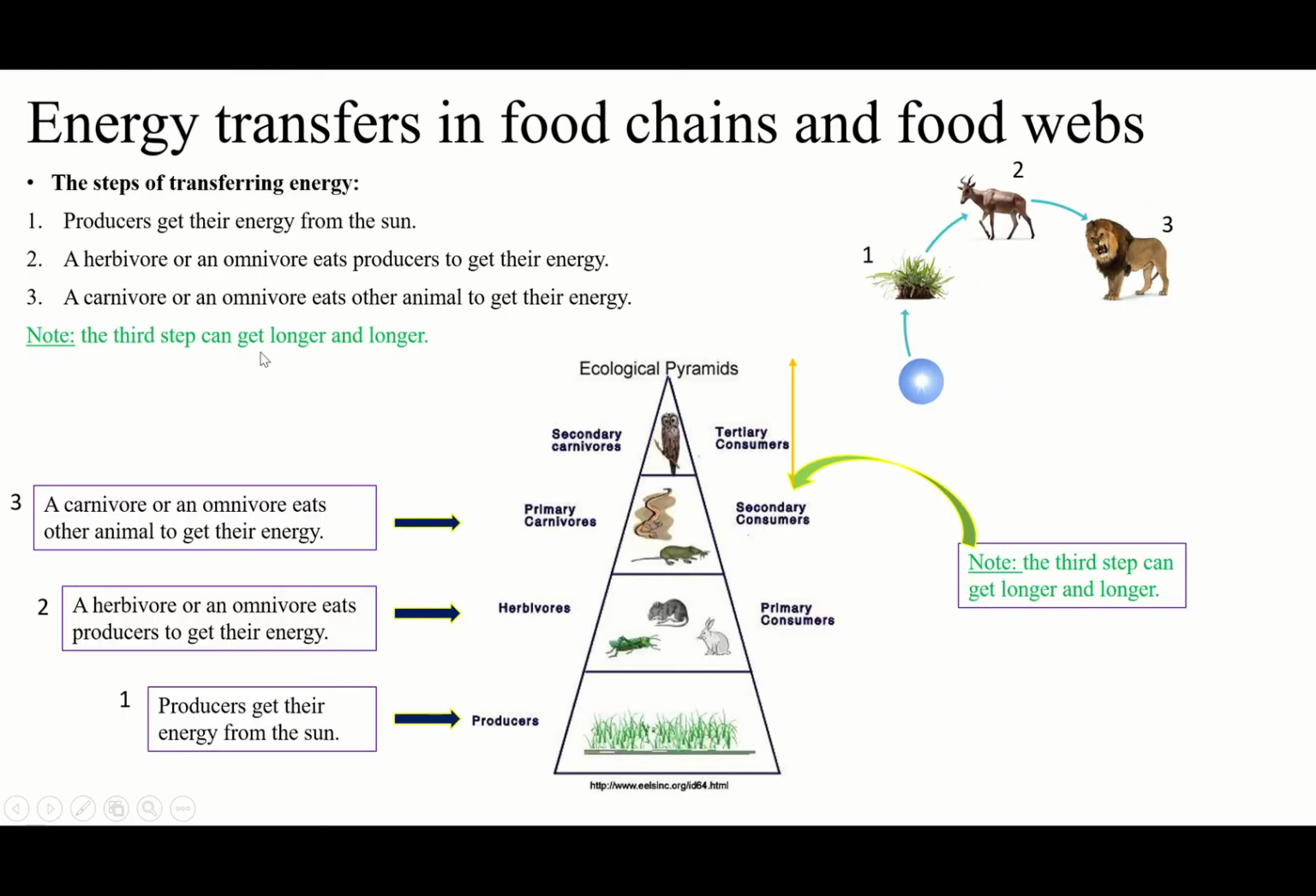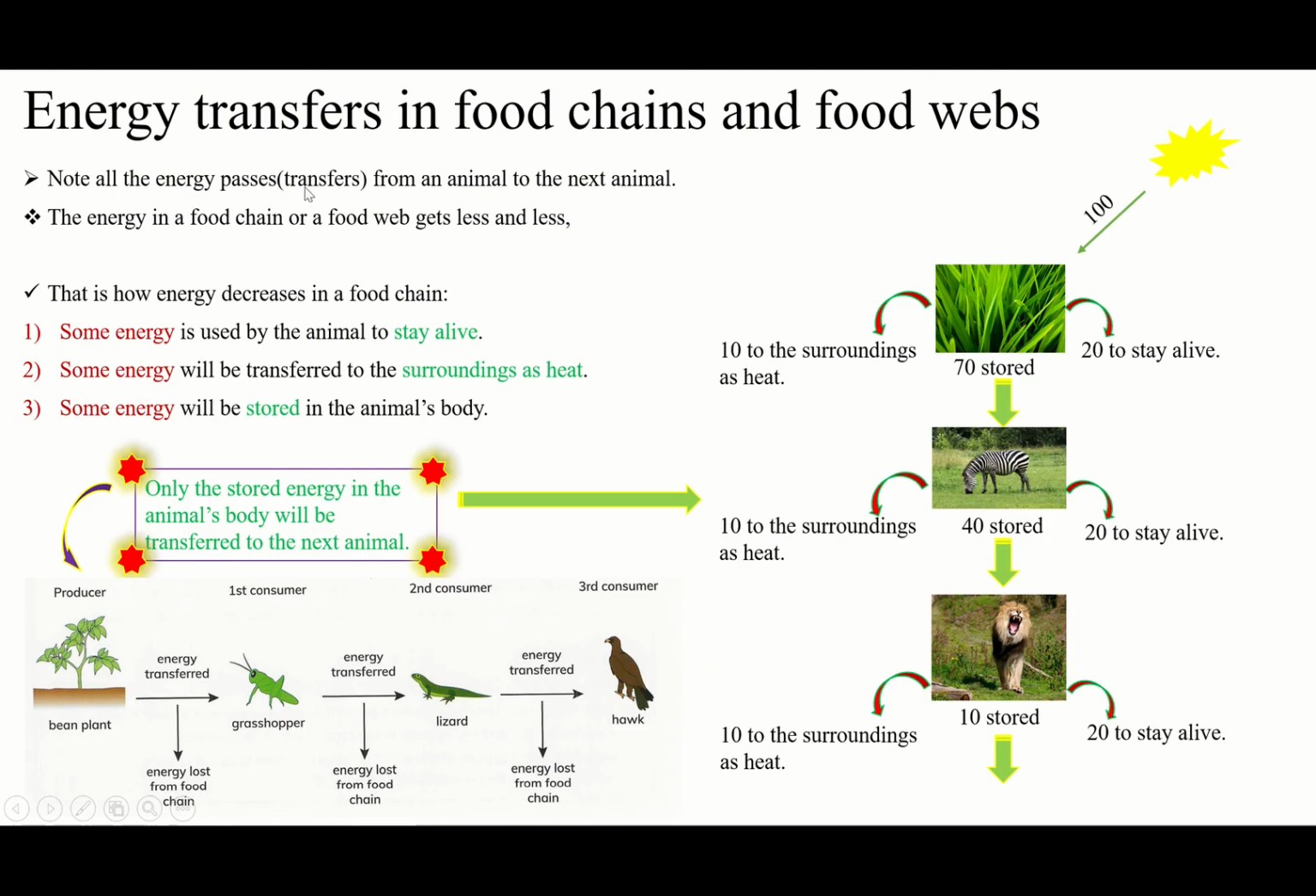The steps: the producer will get energy from the sun, and herbivore or omnivore will take it from the producer. Then carnivore and omnivore will take it from the previous animal and transfer it continuously. So that's it, from sun to the grass, grass to another animal, another to another, continuously. And also not all energy transfers, we said, and how energy decreases by staying alive, surroundings as heat, and only some will be stored. We said only stored energy will be transferred to the next animal.